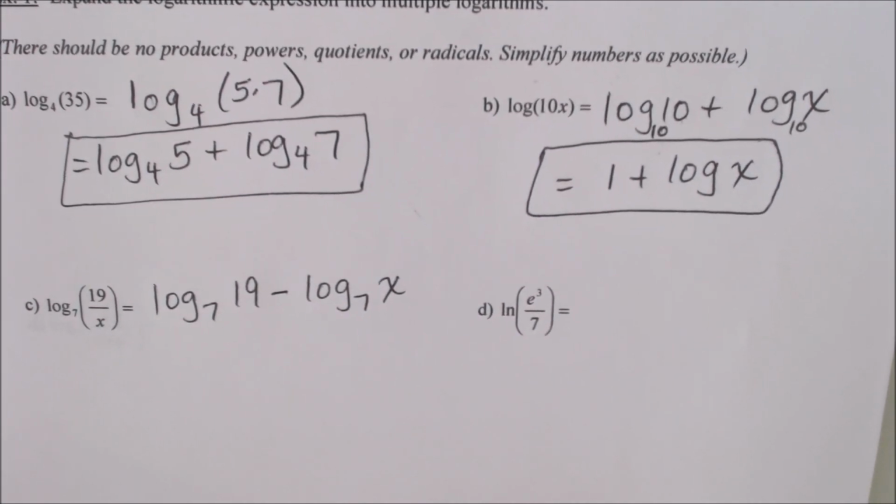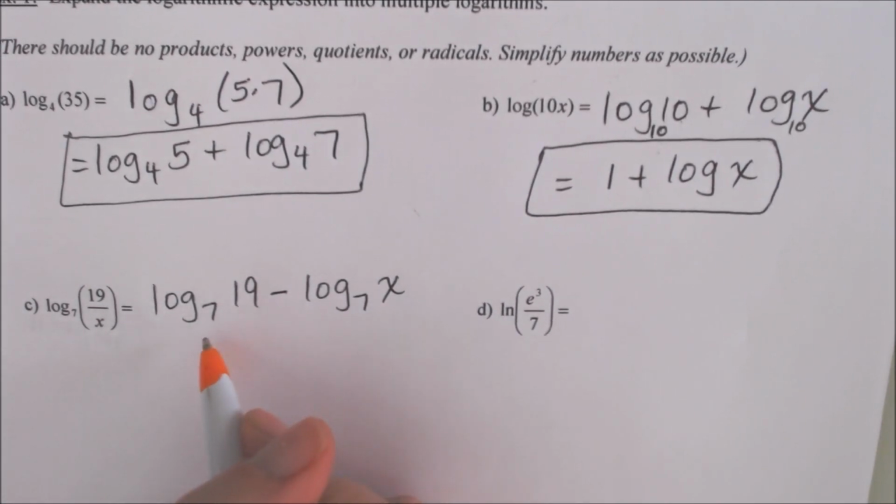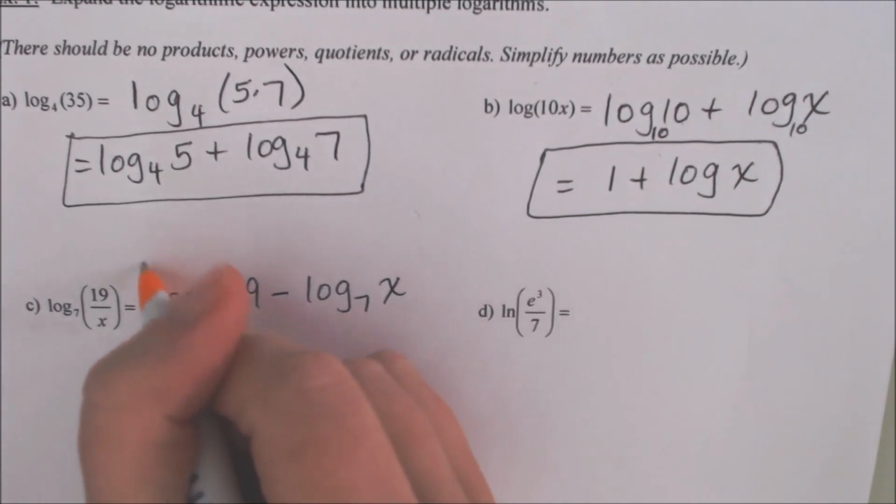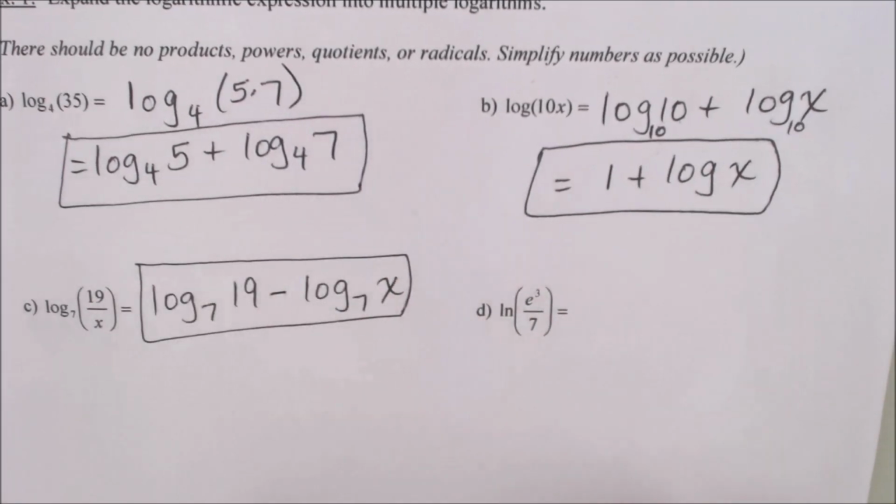And I don't see anything else I can do with that. 19 is a prime number. It can't be broken down at all. It can't be written as a power of 7. And then I just have an x there. So that's as far as that can go.